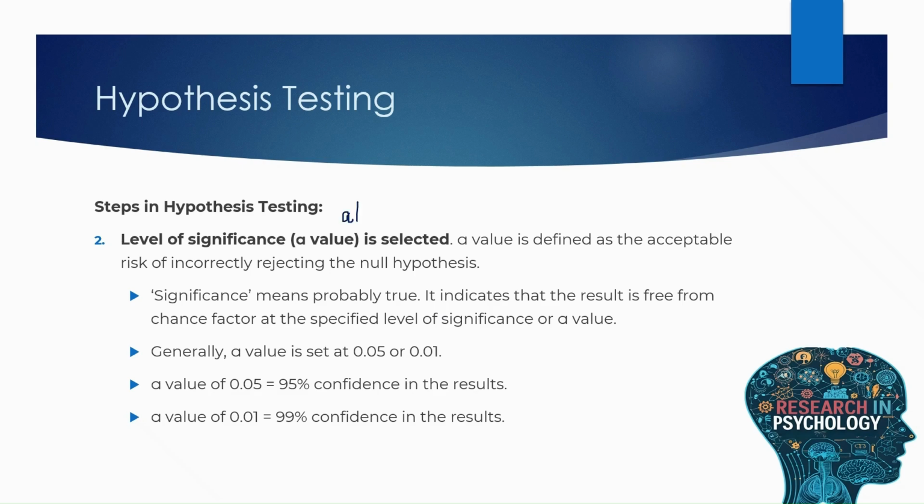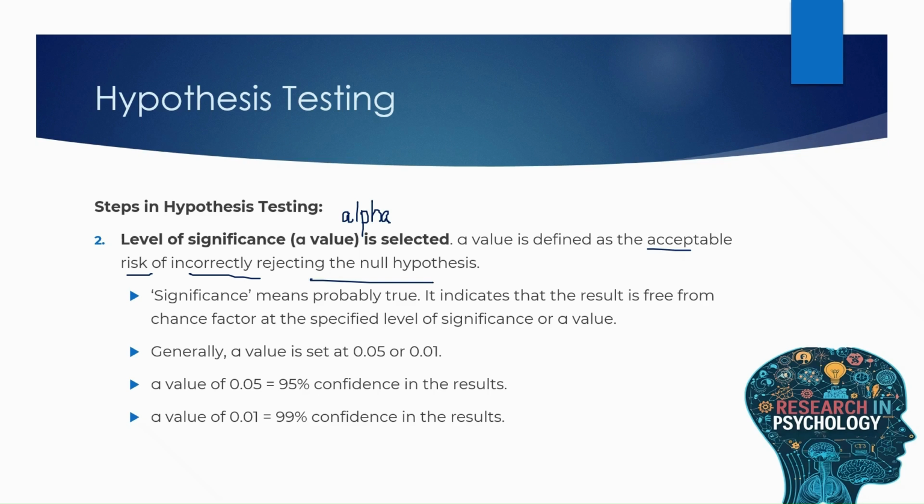Okay, this is alpha value. So what is alpha value? Alpha value is defined as the acceptable risk of incorrectly rejecting the null hypothesis. Rejecting the null hypothesis means what? We are saying that there is a significant difference between two variables or a relationship between two variables. But if we have incorrectly rejected this, it means it should have been accepted and that there is no significant difference between two variables, right? So what is alpha value? It is the acceptable risk. What is the percentage of risk that we can actually incorrectly reject the null hypothesis? Okay, that is alpha value.